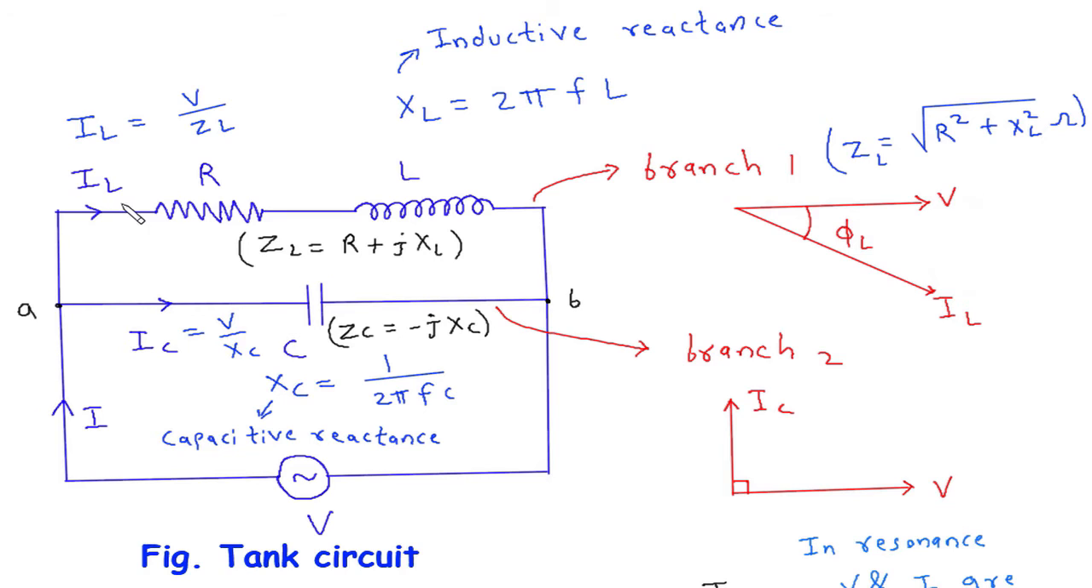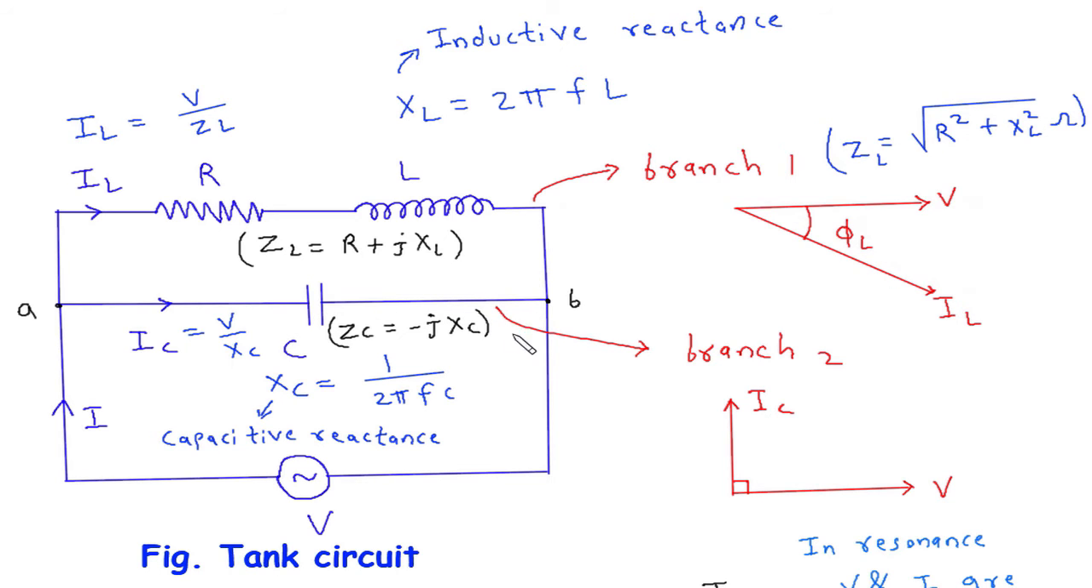Now IL is the current flowing through branch 1 and IC is the current flowing through branch 2. Also, branch 1 voltage and branch 2 voltage will be the same because they are connected in parallel. So we can take voltage as a reference. Now in branch number 1, we can draw the phasor diagram with voltage as a reference, and phi L is the angle between voltage and current IL. So current will lag the voltage by angle phi L.